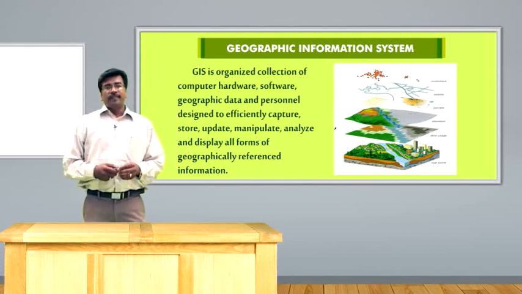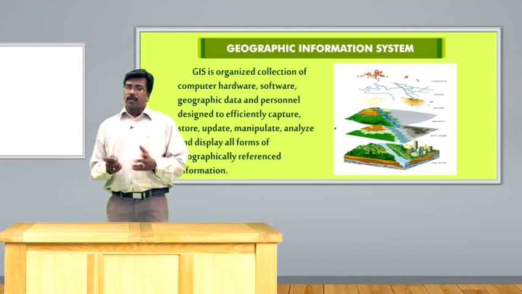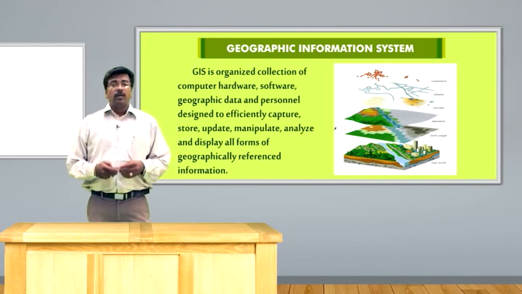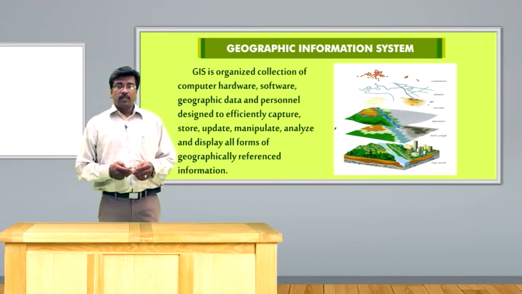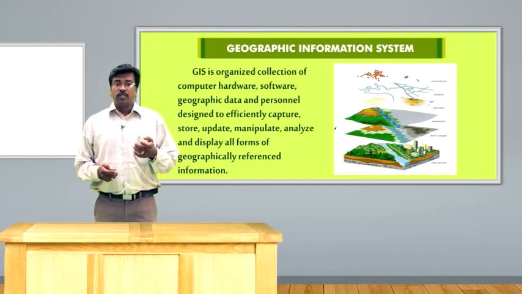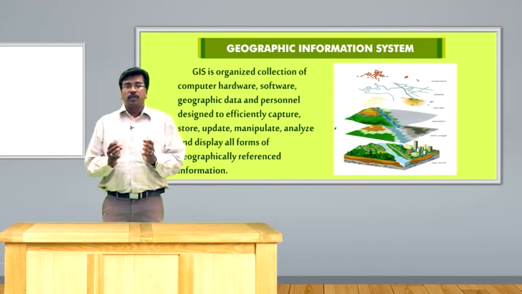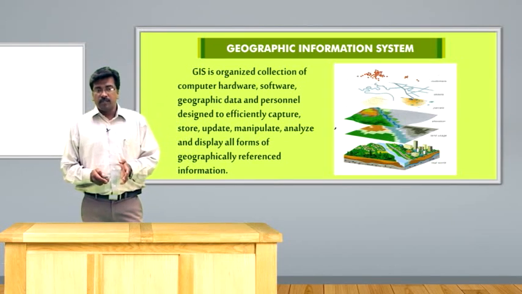And to formally define this Geographic Information System, or GIS, it is an organized collection of computer hardware, software, geographic data and personnel designed to efficiently capture, store, update, manipulate, analyze and display all forms of geographically referenced information.